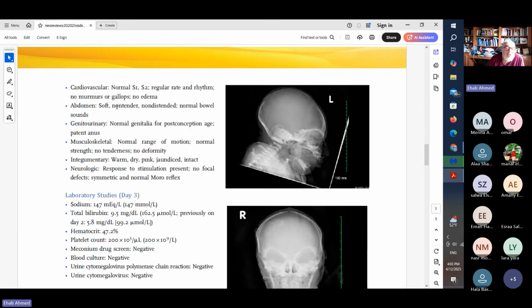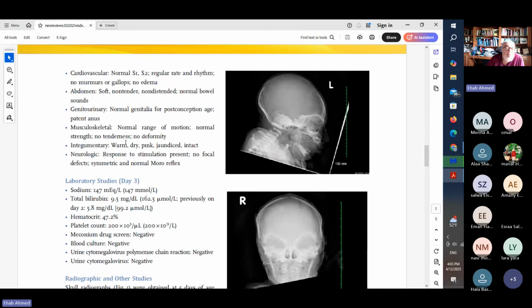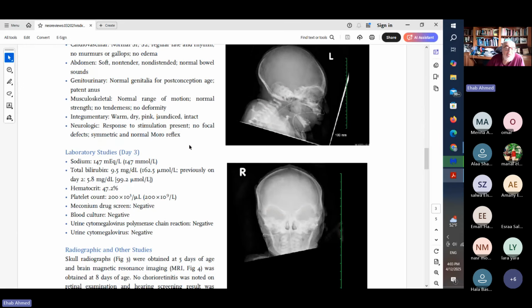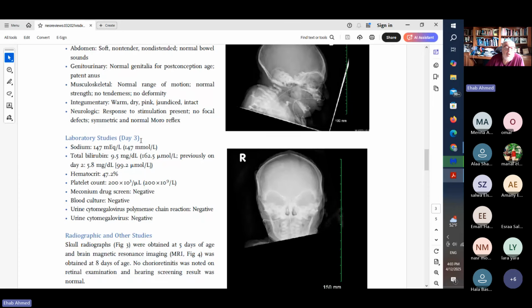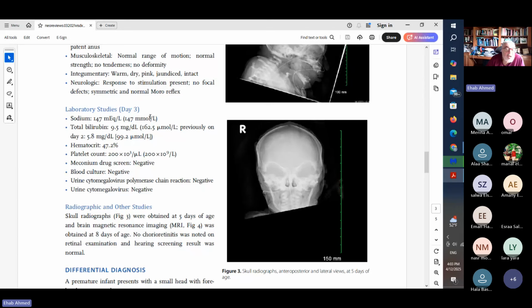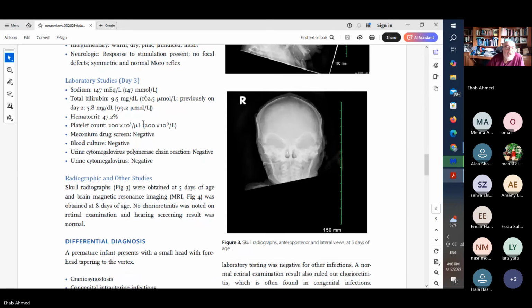Heart is okay, genitourinary is okay, abdomen normal, musculoskeletal normal, skin is normal. Neurology is important: response to stimulation present, no focal deficits, symmetric and normal Moro reflex. All laboratory tests are normal, and meconium drug screen is negative.